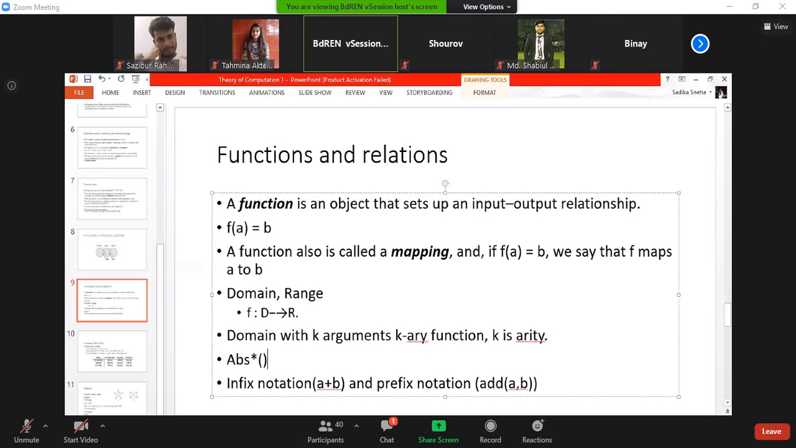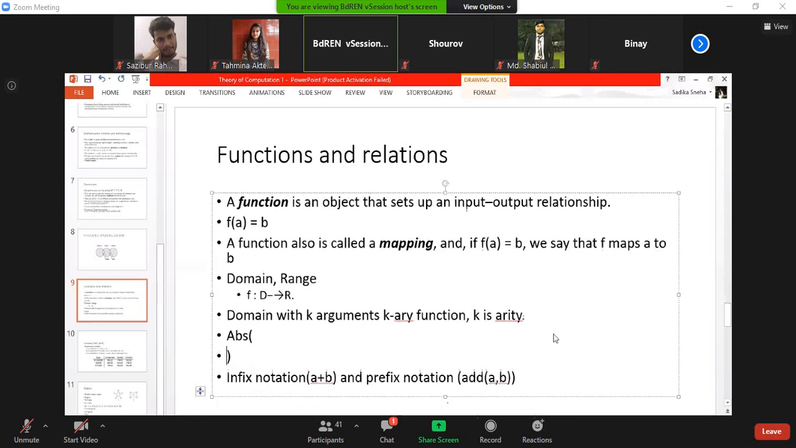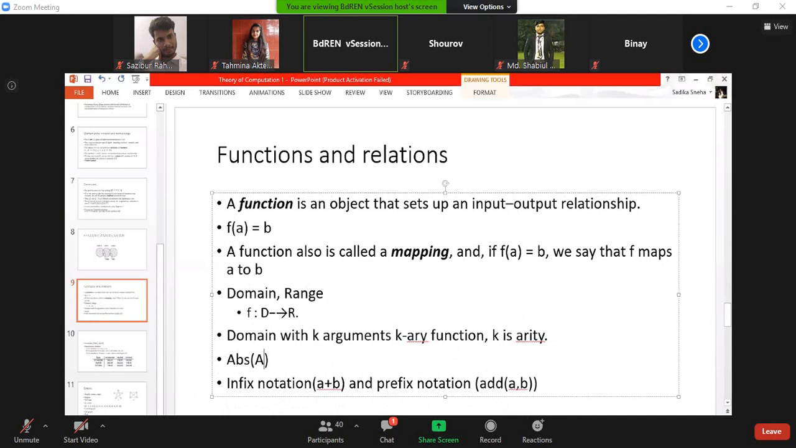Say, absolute value of a is equal to b. So what is this? The value of a. Say the value of a is all natural numbers, or say all integers, all real numbers, we can also say. So the absolute value of a is all real numbers. Okay. So how is the output going to be?